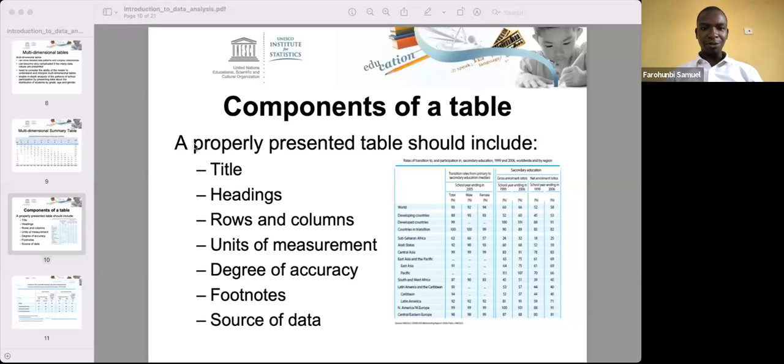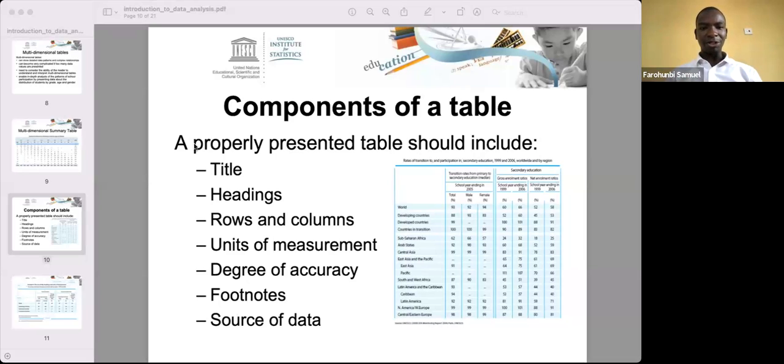a UNESCO Institute of Statistics document that shows us what an elementary knowledge in data analytics should be. The assignment I gave to us in the last class, about 70% of us were able to do it well, while others had some other things not done well.